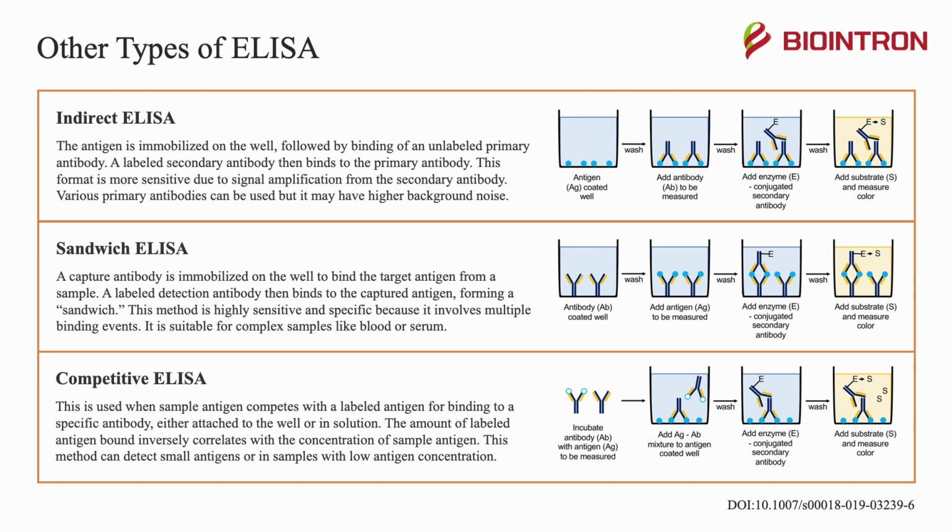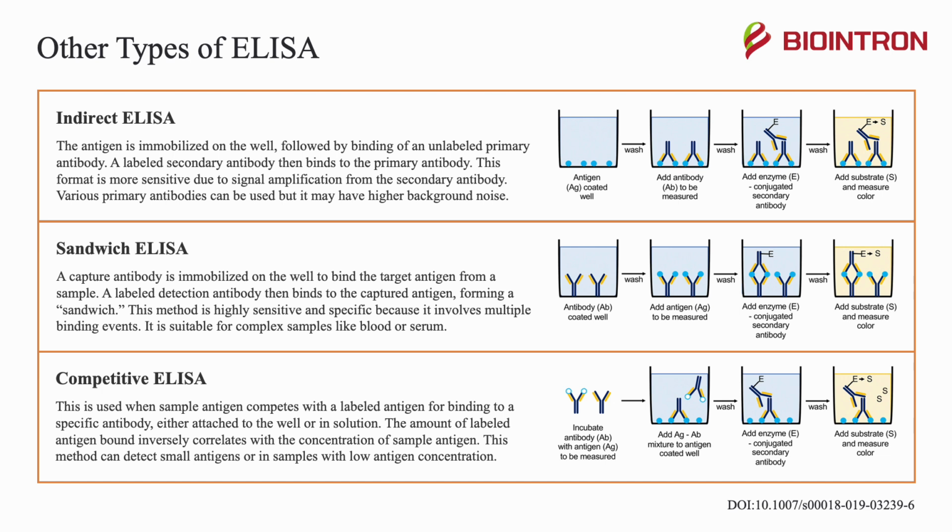There are other types of ELISA testing, such as the indirect method. Here, the antigen is immobilized on the well, followed by binding of an unlabeled primary antibody. A labeled secondary antibody then binds to the primary antibody. This format is more sensitive due to signal amplification from the secondary antibody. Various primary antibodies can be used, but it may have higher background noise.